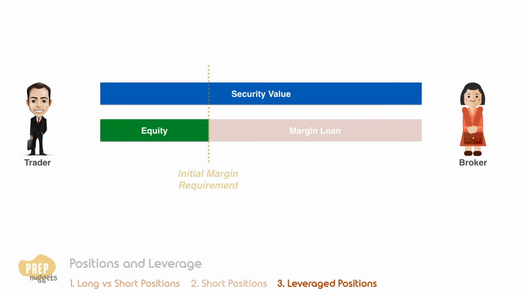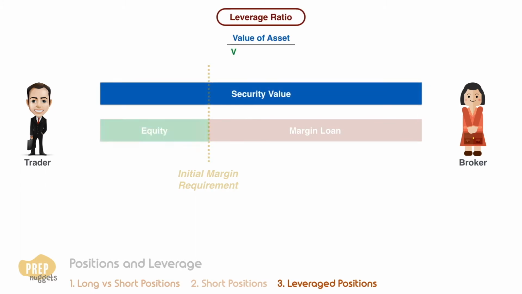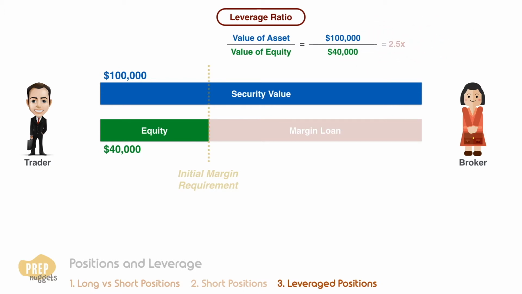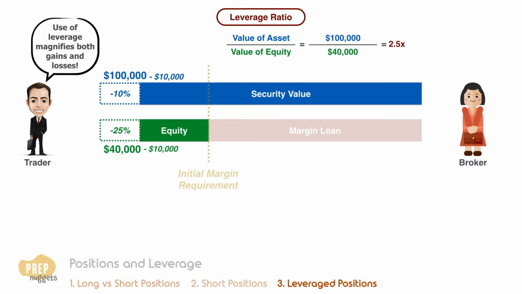The leverage ratio of a margin investment is the value of the asset divided by the value of the equity position. For example, if the value of the asset is $100,000 and the equity position is $40,000, the leverage ratio is 2.5 times. This means that a 10% increase in the value of the asset results in a 25% increase in the investor's equity amount. The reverse is also true. So, as you can observe, the use of leverage magnifies both the gains and losses. This additional risk is referred to as risk from financial leverage.